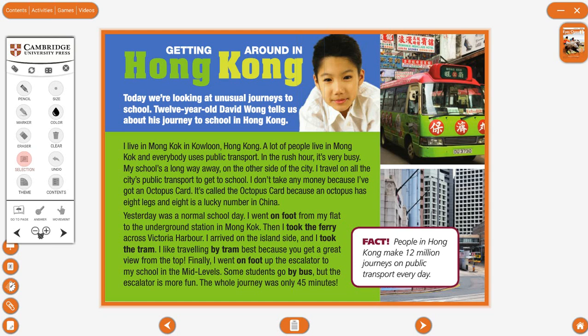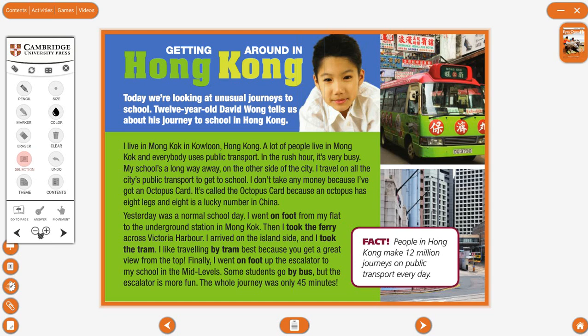Get around means in Turkish gezinmek. Hong Kong etrafında, Hong Kong'da gezinmek. This is David. Look at David, please. Now we will read the dialogue about David. Today we are looking at unusual journeys to school.